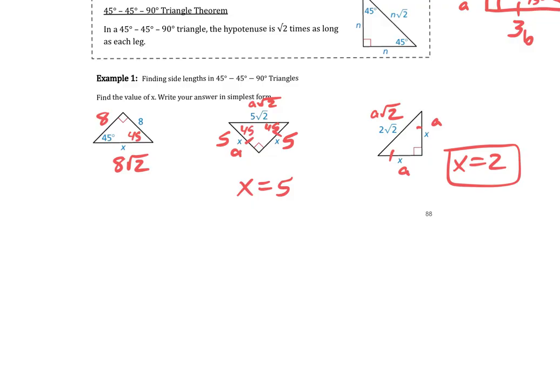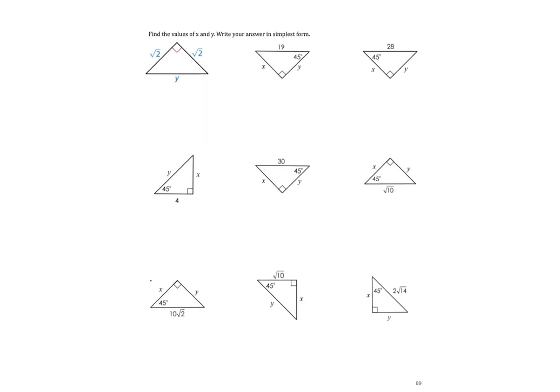All right, everybody got that? Okay, here's how we're going to use them. We've got a few more examples here, but I want to show you how this is used.